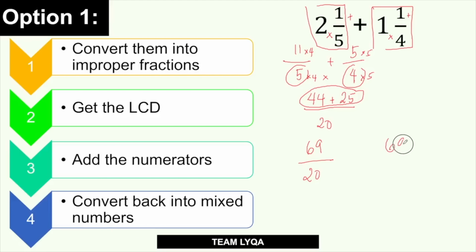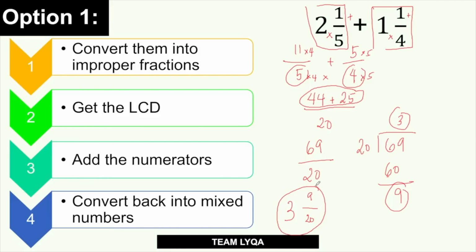So, 69 divided by 20. Again, explain ko to sa unang video, no? So, that is going to give you 3, 60 yan. Tapos, meron kang remainder na 9. This becomes yung numerator dun sa fraction mo. Ito yung whole number mo. So, 3. Ito yung numerator, 9 over 20. Okay? So, the answer is 3 and 9 over 20. Yan na yung iyong sagot.